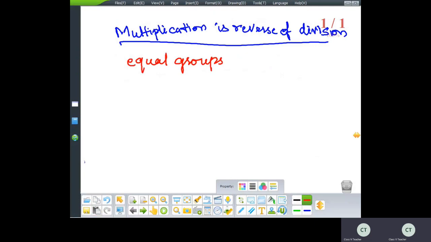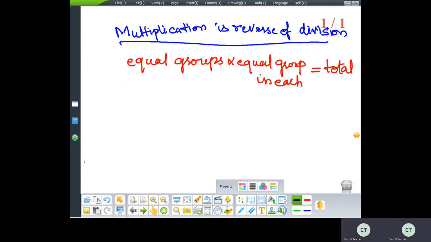So groups are 4 and the number of benches in each group, equal groups in each, are 7. That time only you will do multiplication and division. So in the problem, you have to identify what are the groups and what are the groups in each, which will give you the total.